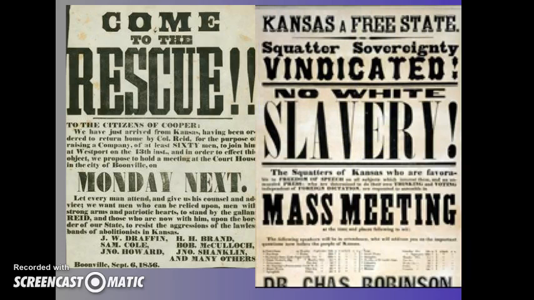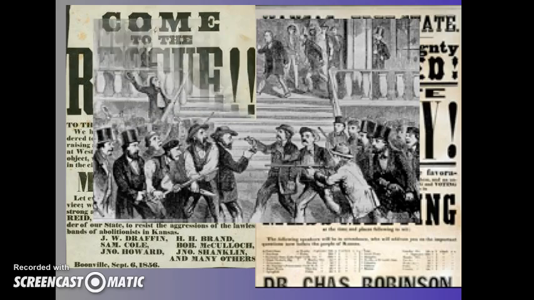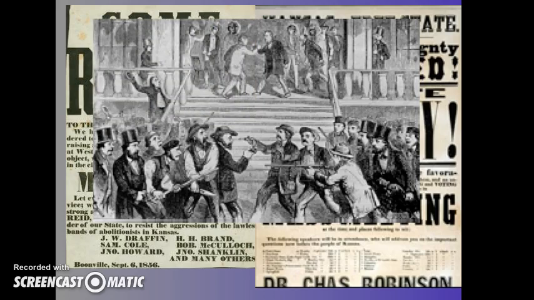So I'll just quickly show you a couple of advertisements. Here's one trying to get pro-slavery folks to come to the rescue. And about the same time, in the same style, "Kansas, keep it a free state." And this turns to struggles like this. This is one of many pictures from that time period.